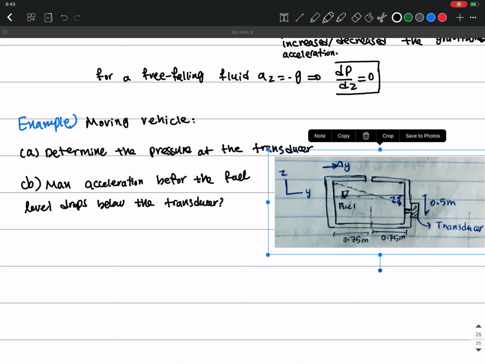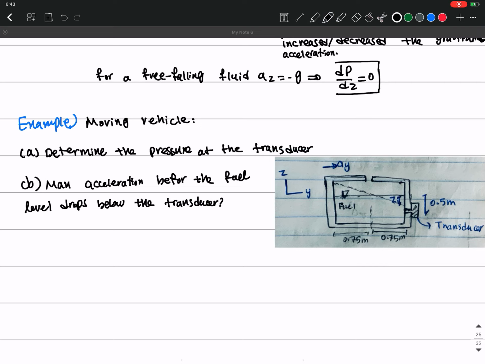Okay, so here we have a vehicle that moves in this direction, in the y direction, say. And this is the fuel tank. We have some gas here, some fuel or gas. And this is the transducer where this fuel is transmitted to the engine. So we want to calculate two things. First, we want to see what the pressure at the transducer is going to be. And then the second thing is the maximum acceleration before the fuel level drops below the transducer.